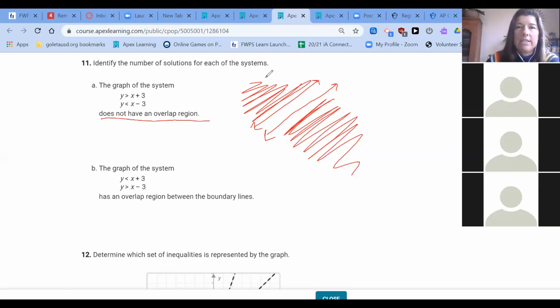Two linear inequalities, notice they don't overlap. So the question is, how many solutions are there? If it doesn't overlap, there's no solutions. Beautiful. Should have used different colors on that. There we go, pink.